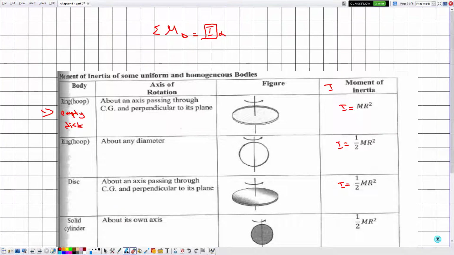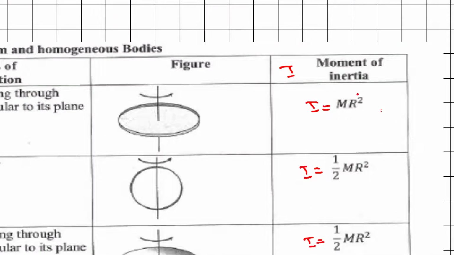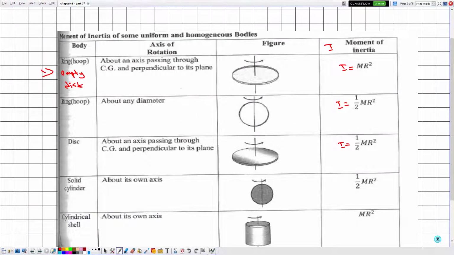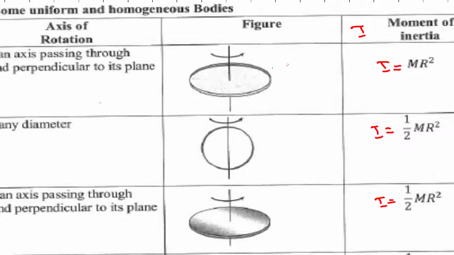Is given by mr square. Now the same ring that we are considering, the empty disc, instead of being rotated about an axis passing through its center, we can consider the axis of rotation passing along its diameter.